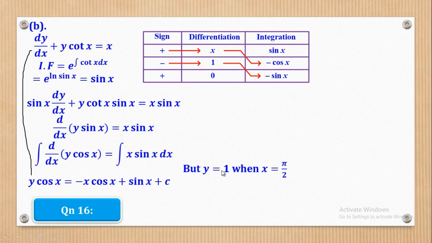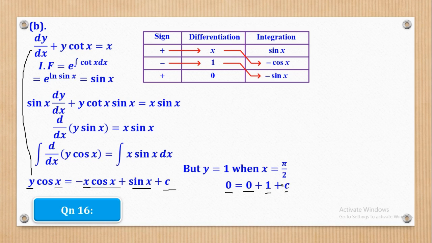So when x is equal to pi over 2, y is equal to 1. Therefore, come here and substitute. Where there is y, put there 1. Cos pi over 2 is 0. Therefore, 0 times 1 will give you 0, which is this part. Then for this part, pi over 2 times cos pi over 2 will be 0, and sin pi over 2 will be 1. Then c is here.